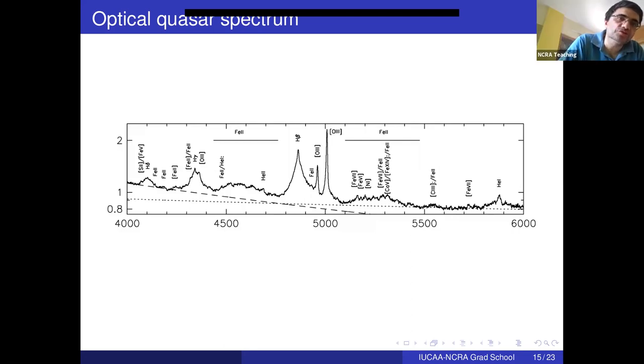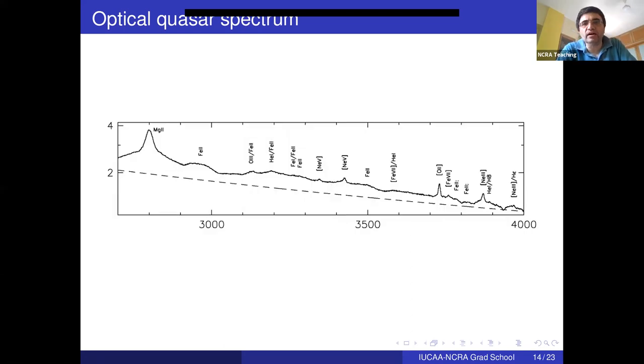No, I think there should be a square bracket there. I think that since Fe II is occurring so many times, they have neglected to put the square bracket.